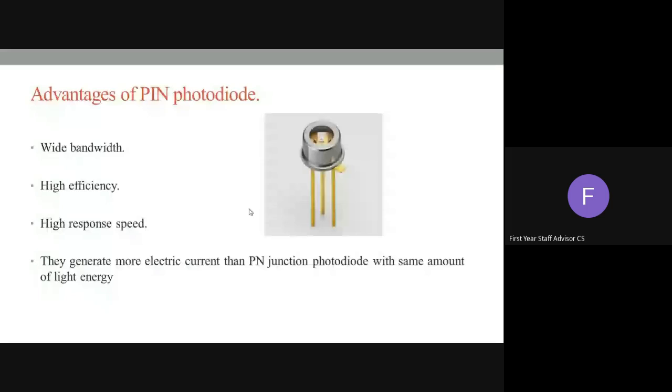Okay, now we are moving to the advantages of the PIN photodiode. We said it has a wide bandwidth, high efficiency, high response speed, and it will generate more electric current than a PN junction photodiode with the same amount of light energy. That means for the same light energy, due to the difference in the width of the depletion region, the PIN photodiode is able to produce more current, or more electron hole pairs.